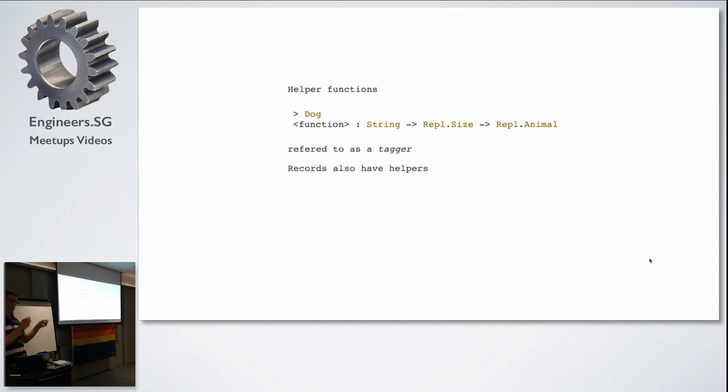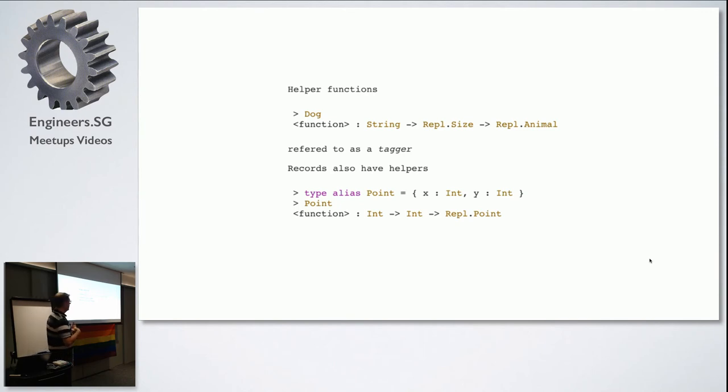Actually, records that we talked about earlier, when you define a type alias for them, they also get a helper function, in the same way, that can help you create this kind of type. And you'll notice when you are reading code that this is used quite a bit. And this is a case where the functions are actually uppercase, or capitalized. So these are both functions and types, and this can be a little bit confusing at the start, but once you get it, it's very straightforward. These ones for records are usually referred to as constructors.